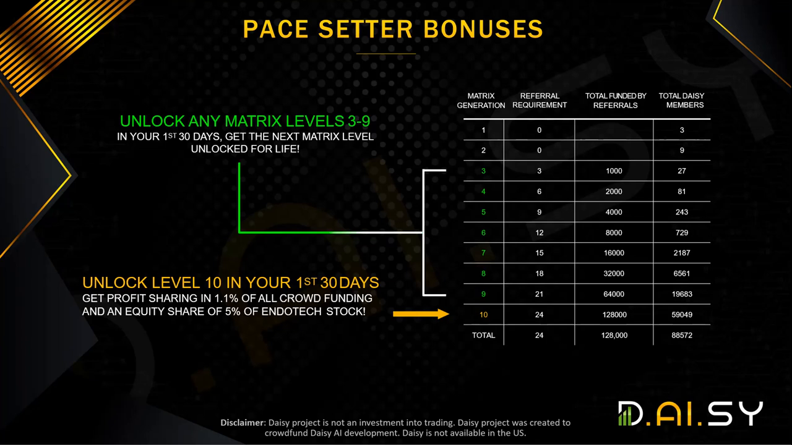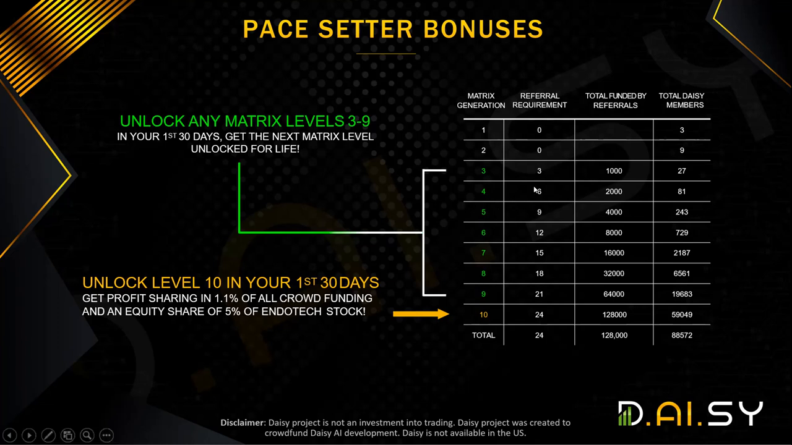Now, if you choose to refer somebody within your first 30 days from when you register, right? So it means if you register in a week from now, your 30 days are going to count from the time you register. Now, let's say for the pace setter bonus, if within your first 30 days you refer three people that combine buy tiers for $1,000, the company will unlock the next generation for you. That is the pace setter bonus.